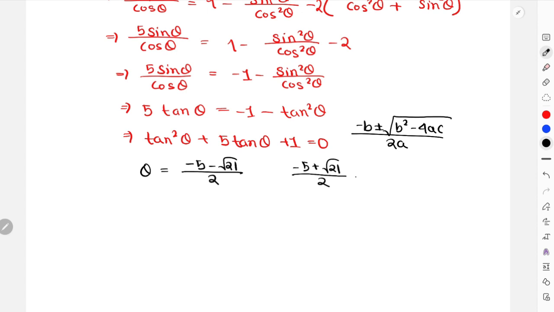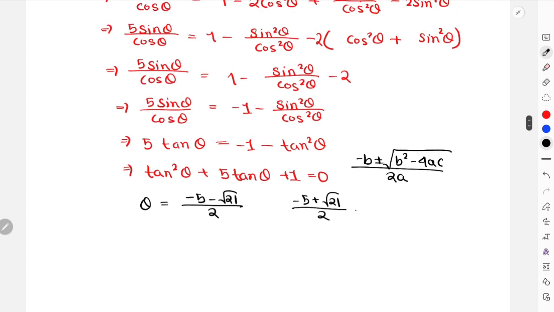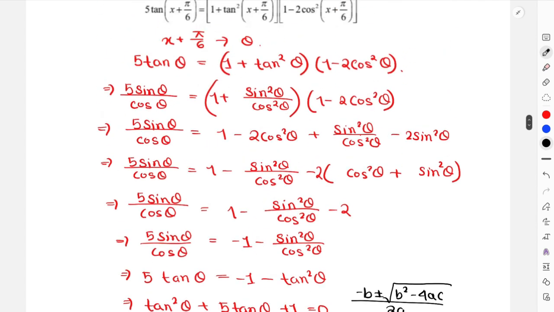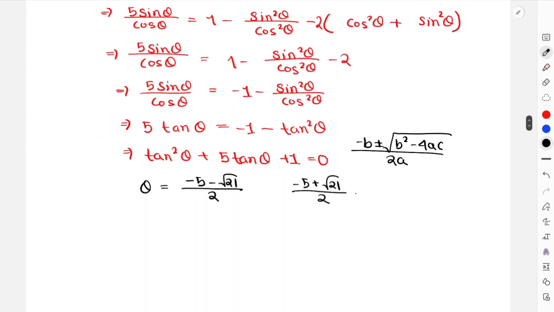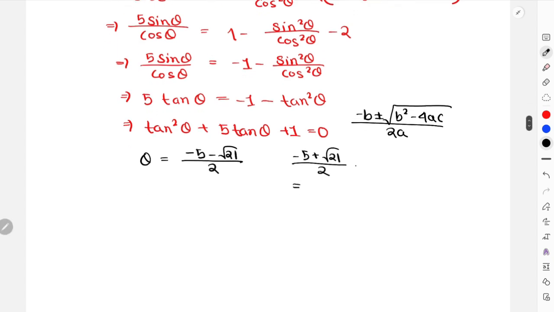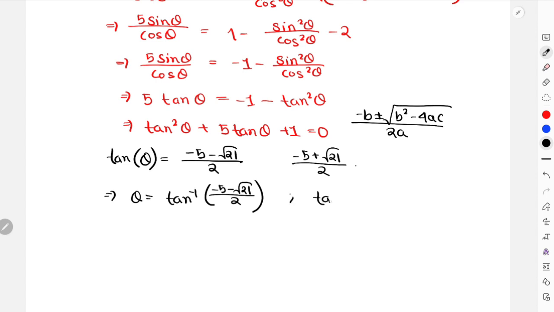Now after this I can calculate the values for theta. The actual theta was not just theta, actual theta was x plus pi by 6, so I would have to subtract pi by 6 from both the values. This is also in terms of tan theta, by the way. Tan theta is this value. So we are now trying to find your first calculated value. Tan inverse of minus 5 minus root 21 over 2, and then tan inverse of minus 5 plus root 21 over 2, that will give you the value.